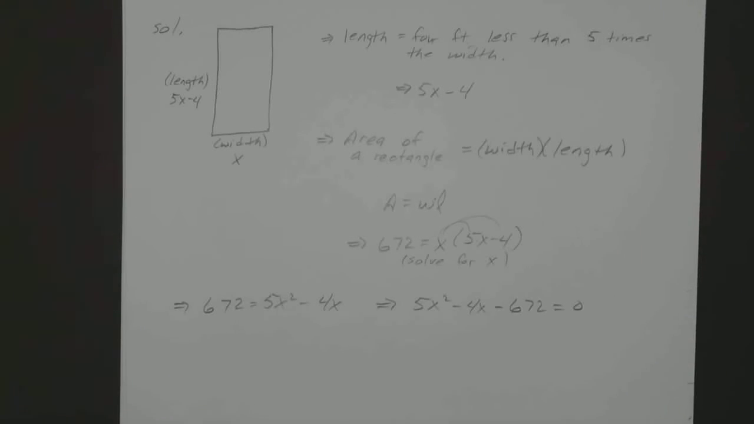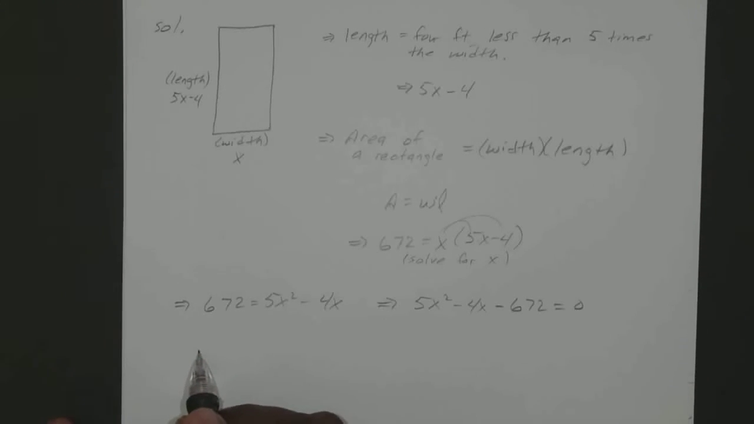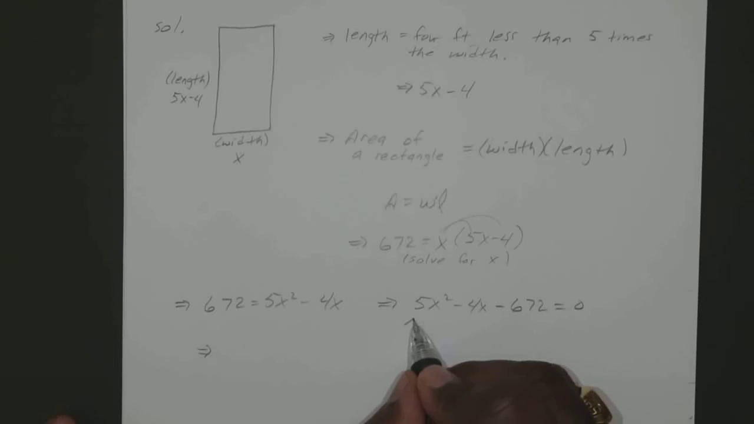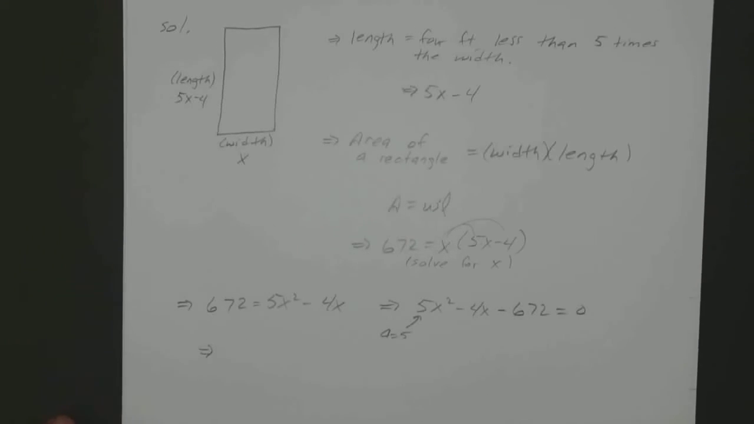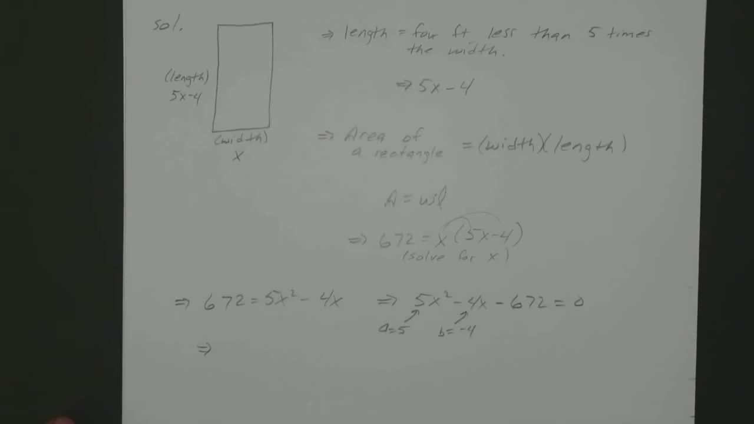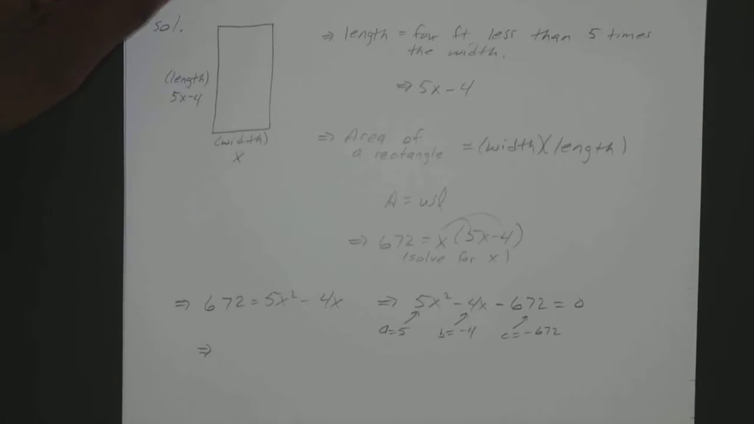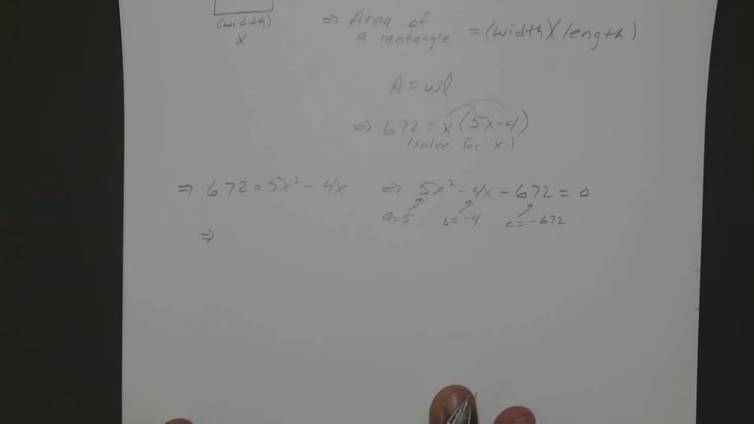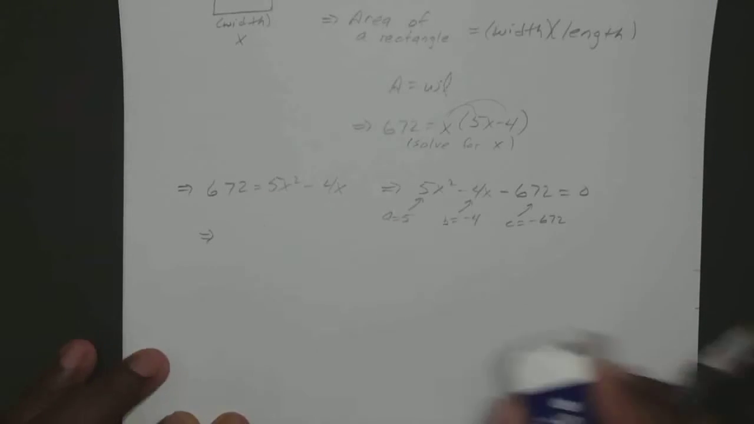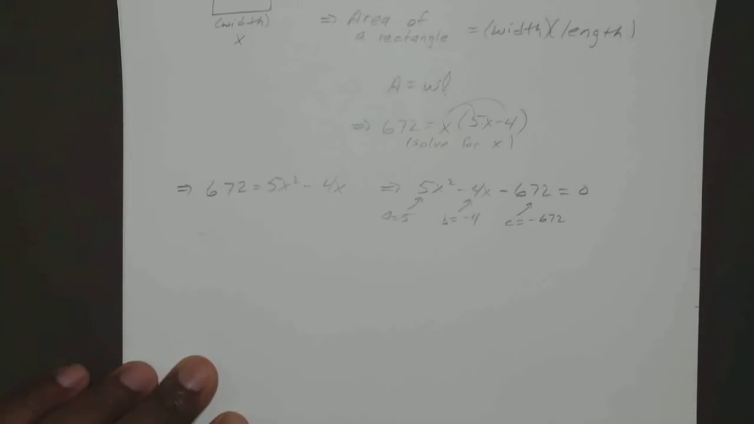So once again, we can solve this using any method we want. The a times c method looks like it would be really bothersome, so I'll just use the quadratic formula. Okay, so we know that our a is equal to 5, our b is equal to negative 4, and our c is equal to negative 672.